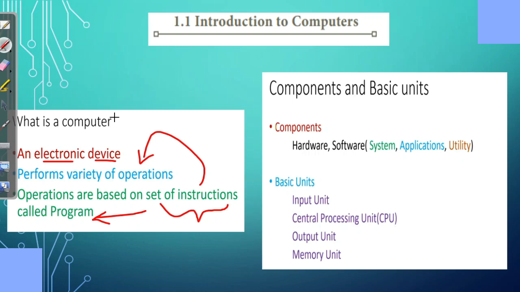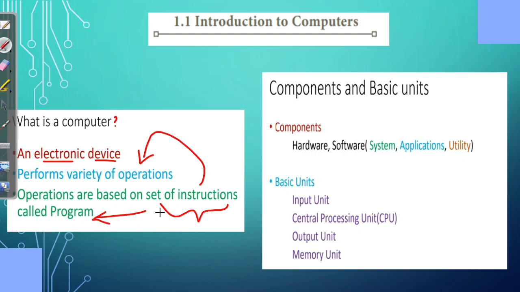So, what is a computer? If the question is asked like this, you have to write this answer. It may be asked in your 2-mark questions. So, a computer is an electronic device. It performs a variety of operations based upon a set of instructions called a program.